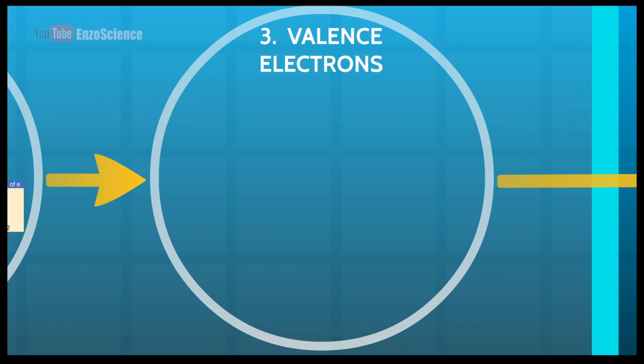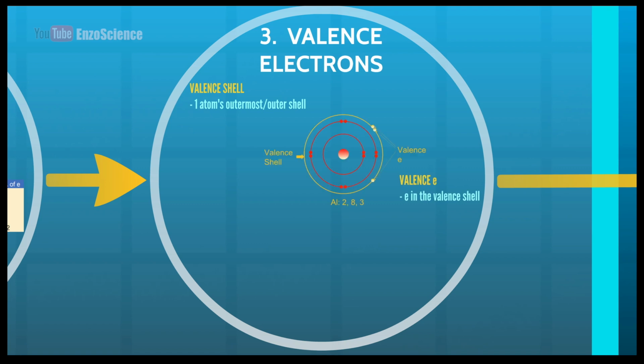Now let's move to the third topic, valence electrons. Firstly, the valence shell is an atom's outermost shell, and electrons in this shell are valence electrons. For example, in this picture, we see there are 3 electrons in an aluminum atom's valence shell, so it contains 3 valence electrons. I highlight the 3 electrons in yellow and leave the other electrons red, so you can distinguish them easily.